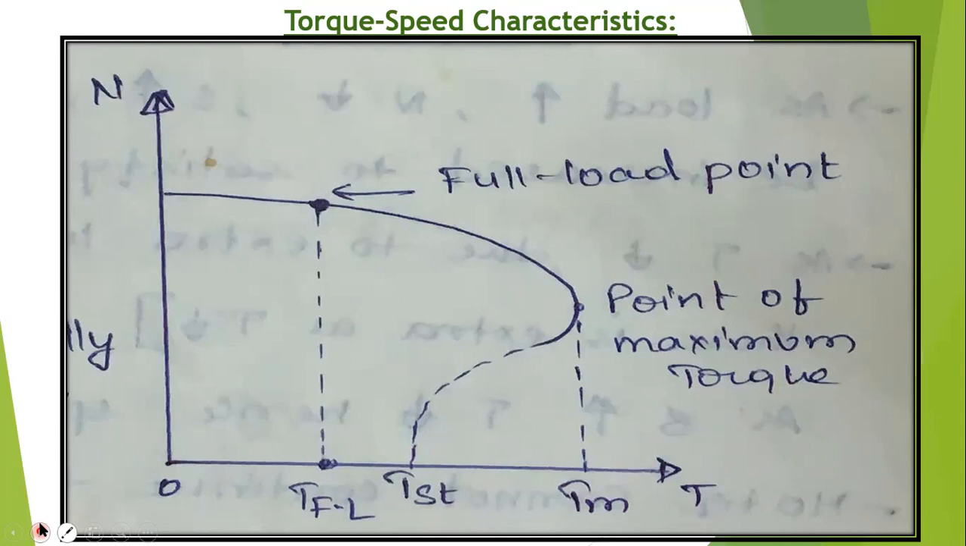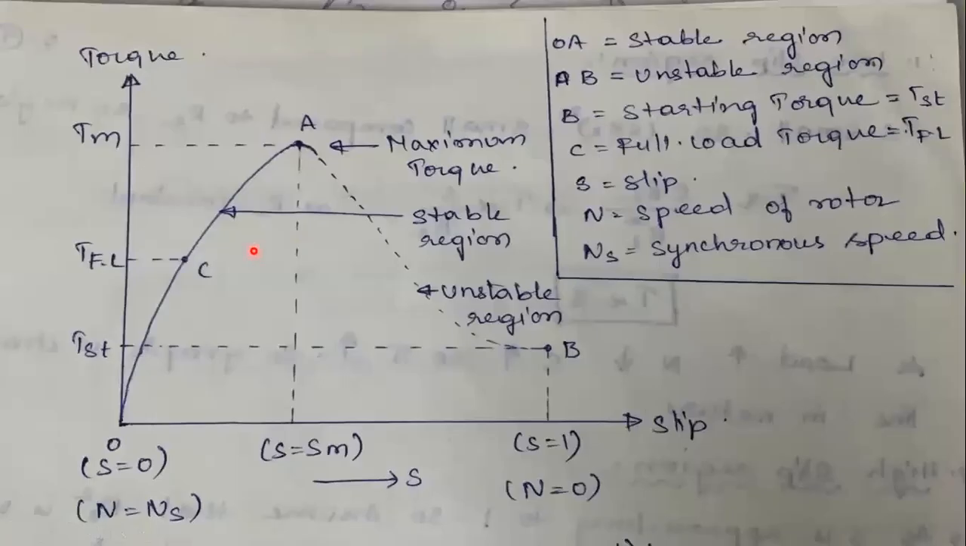So for low slip regions, for s equal to 0, the low slip region in the torque slip characteristic is what? It is the stable region. And if you observe the characteristics, these are straight lines. So this is a straight line in the low slip region.